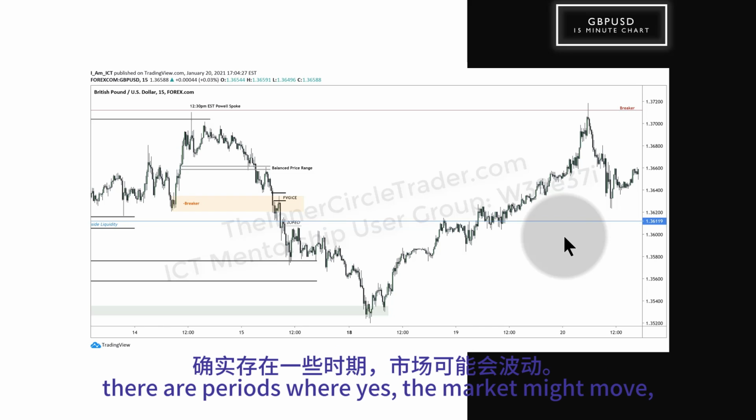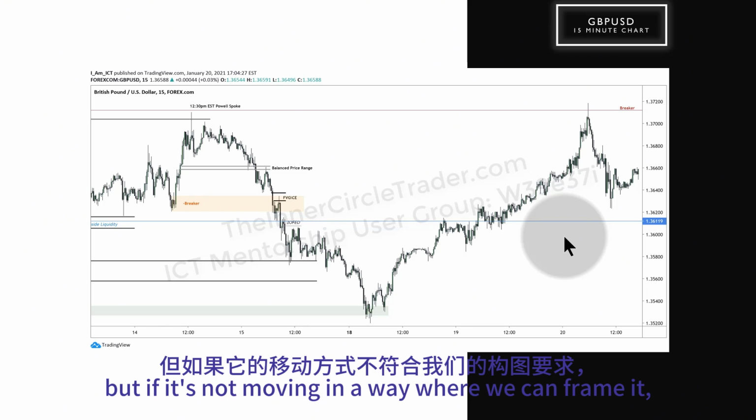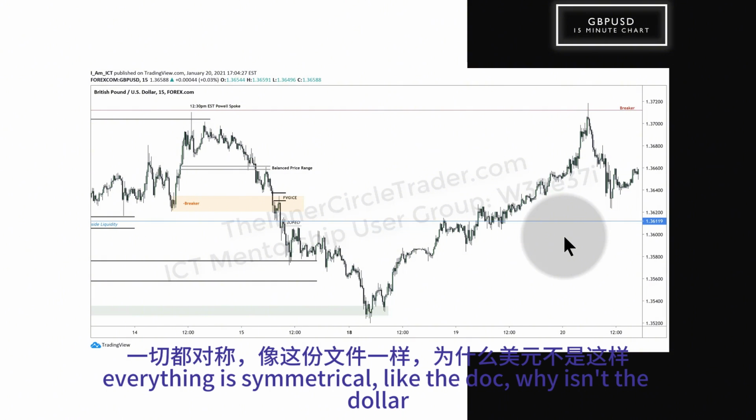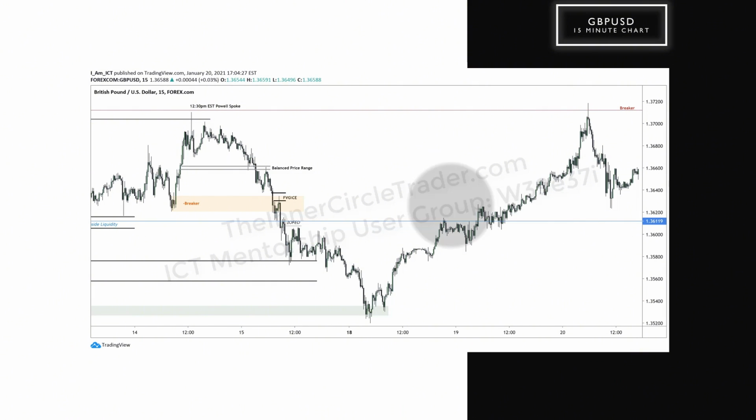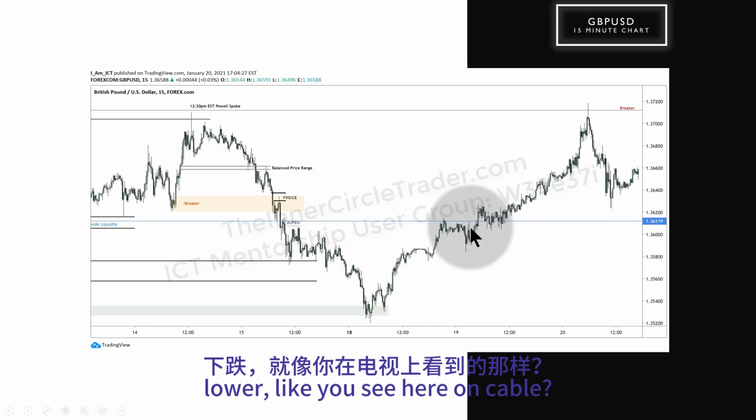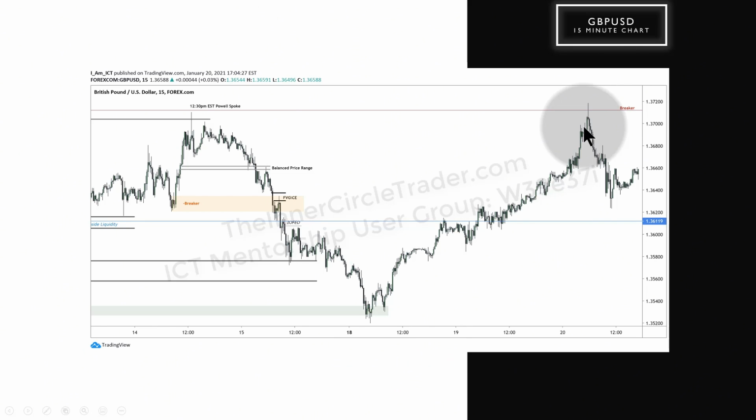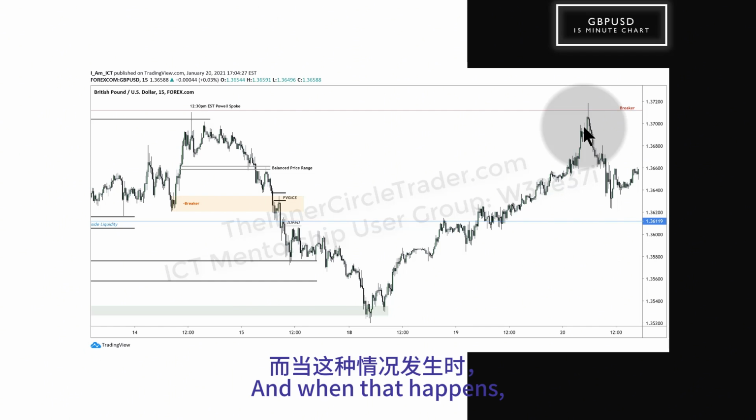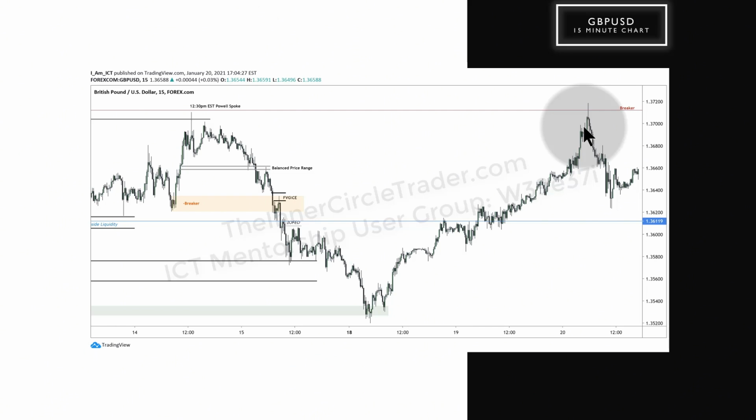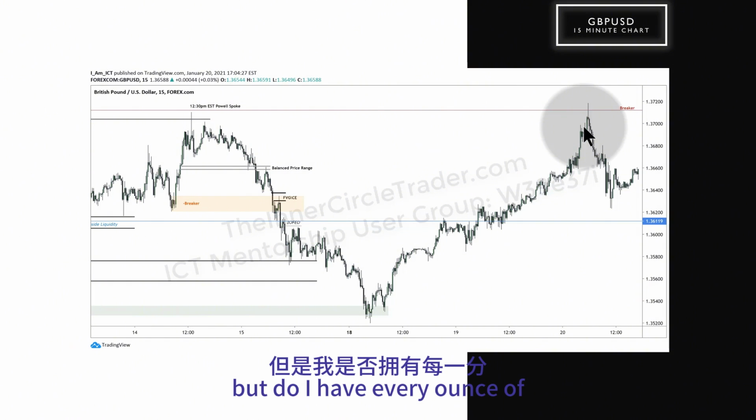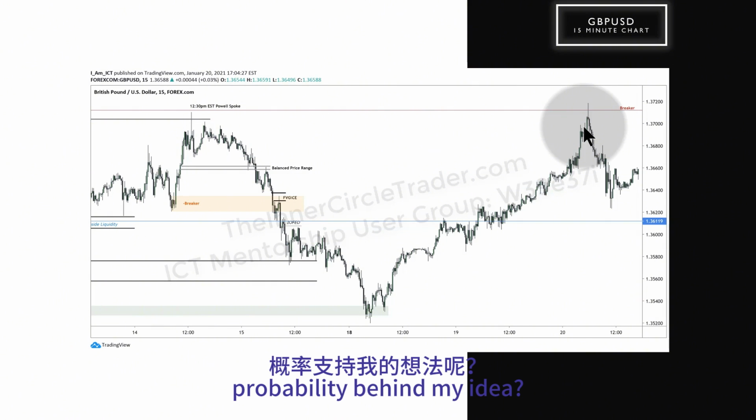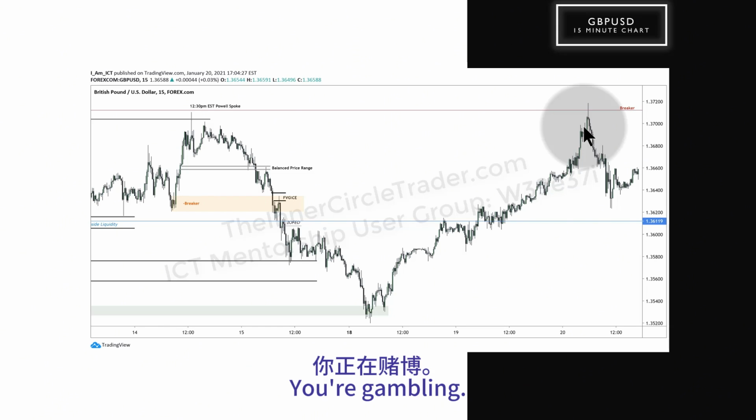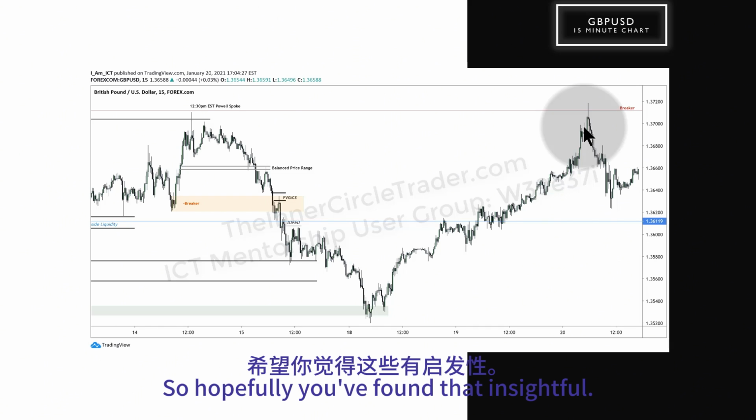There are periods where, yes, the market might move. But if it's not moving in a way where we can frame it, or at least I can frame it in a way that makes perfect sense and everything is symmetrical, like why isn't the dollar moving in tandem lower like you see here on cable? Because there's a decoupling. Everything is disjointed right now. And when that happens, you have to identify that and say, okay, yes, I might see something in the chart, but do I have every ounce of probability behind my idea? If you don't, then why on earth are you risking money? You're gambling. So hopefully you've found that insightful.